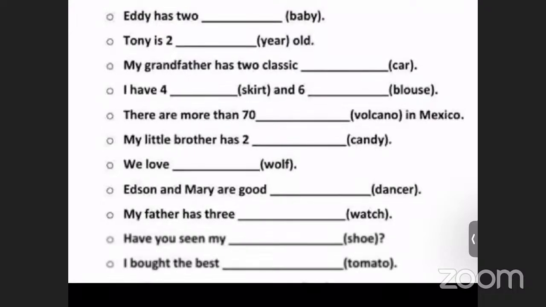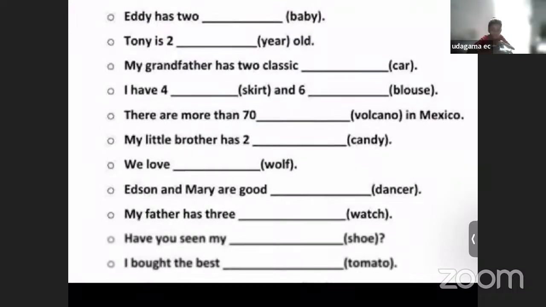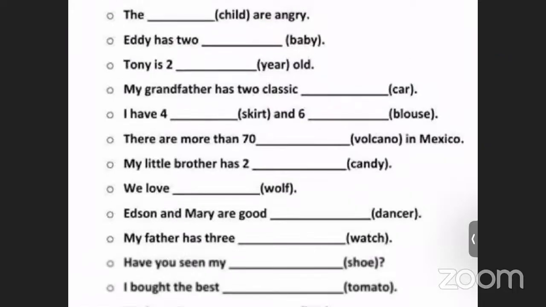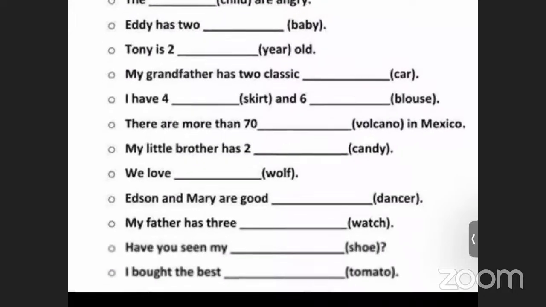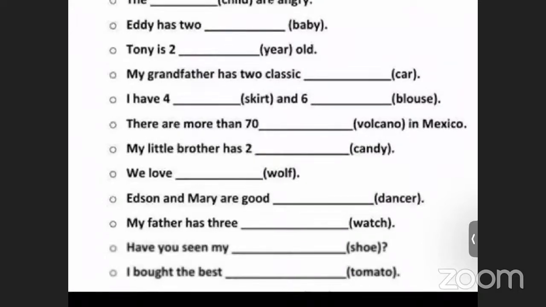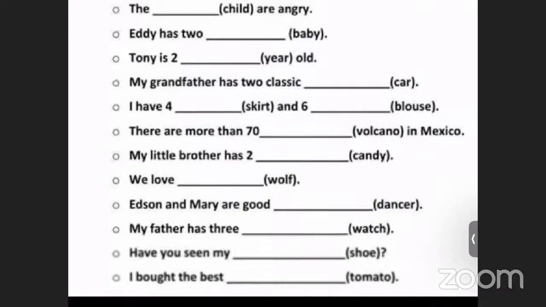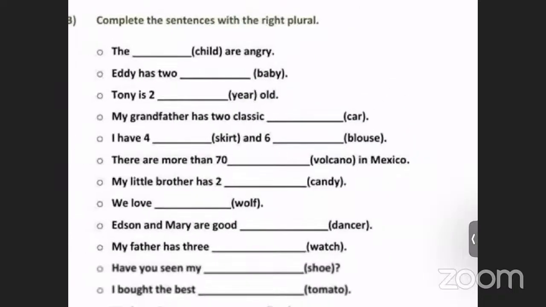I bought the best tomatoes. The word B-O-U-G-H-T, instead of buy, the past tense of buy is bought. I bought the best tomatoes. Wonderful. So don't forget, children, this is in your workbook. Please write them correctly. Check your notes and write them correctly. That is part of your homework for the class.